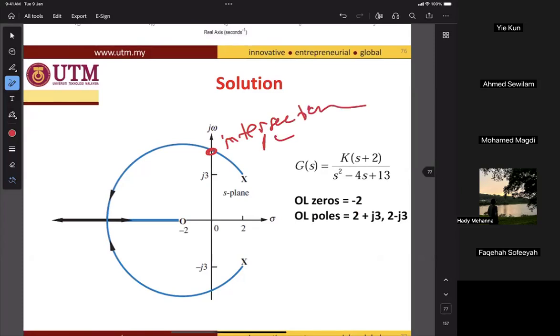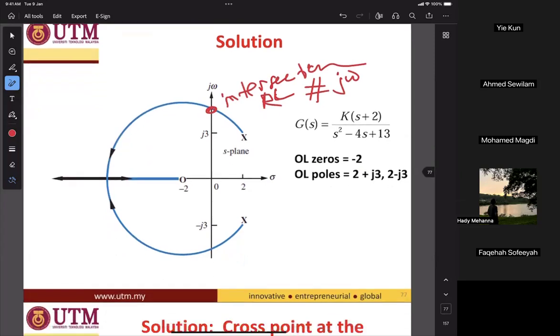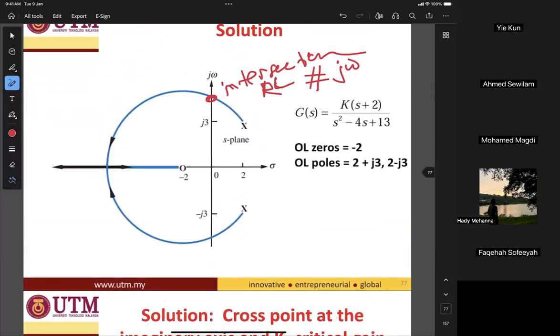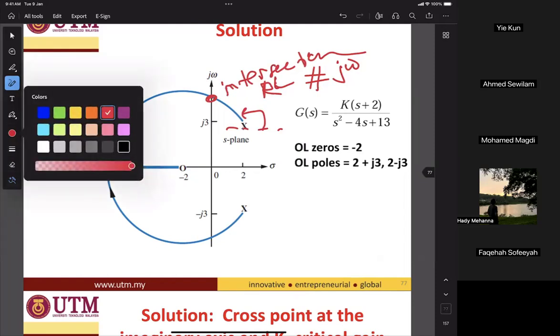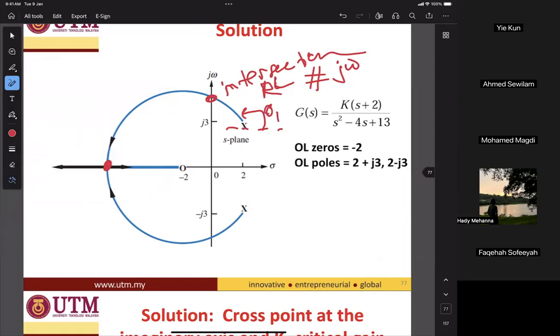Root locus, and J omega axis. And then we want to calculate this one. We want to calculate this one as well. And then we want to calculate the angle theta departure.